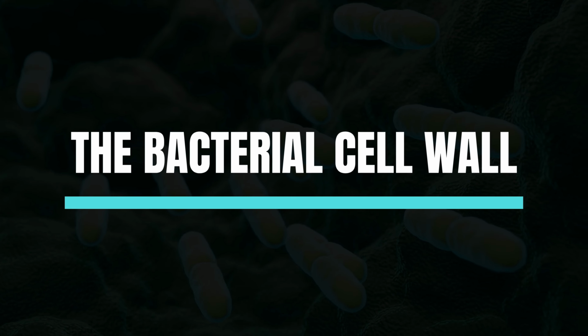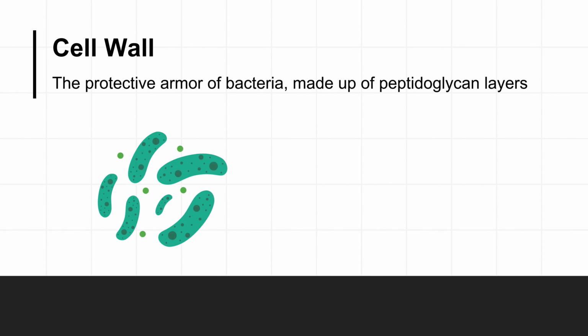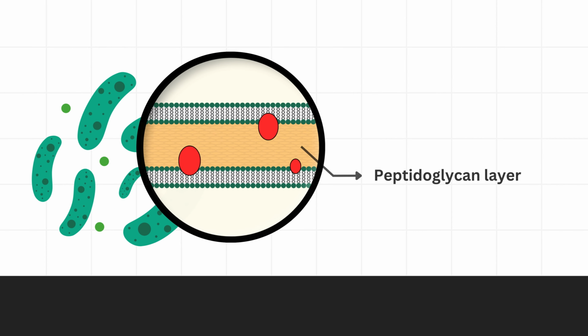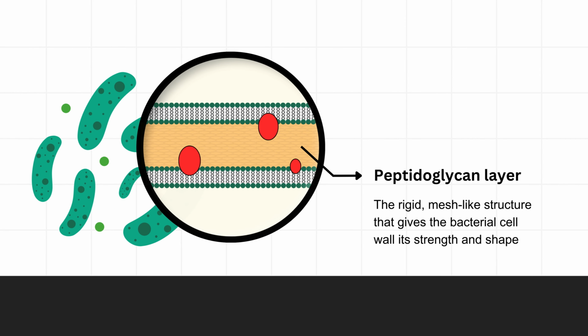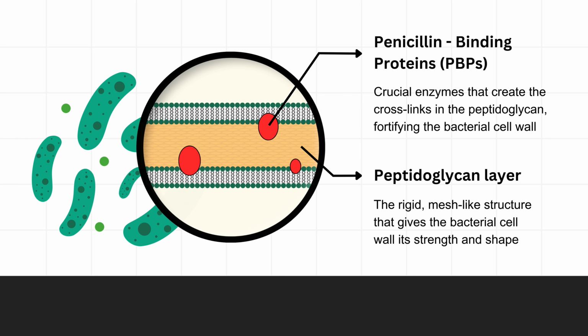To understand penicillin's mechanism, we need to start with the bacterial cell wall. Bacteria have a tough outer shell called the cell wall. This wall is made of a mesh-like substance called peptidoglycan. To stay strong, bacteria use enzymes called penicillin-binding proteins to link these layers together.